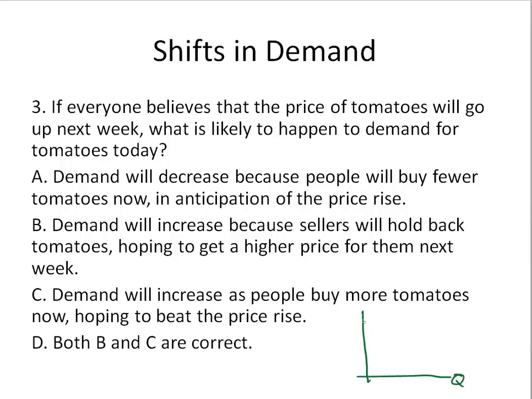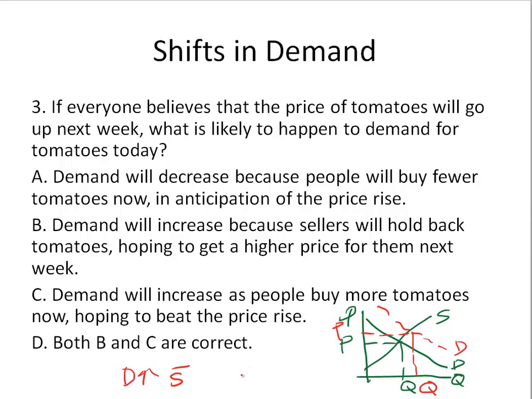Here's quantity, here's price, upward sloping supply curve, downward sloping demand curve. Start out, let's assume, at an equilibrium price and equilibrium quantity. Let me change the color to red to show an increase in demand. So when the demand goes up, price goes up, quantity goes up. So let's look at it this way. Demand goes up, supply does not change. Price goes up, quantity goes up. Which answer best fits that? Let's check it out.